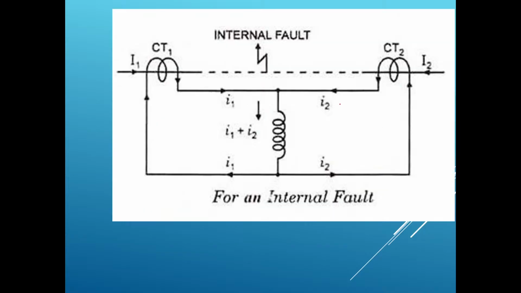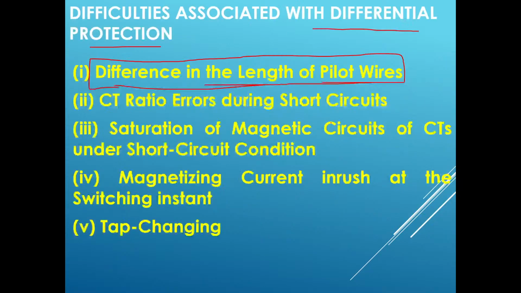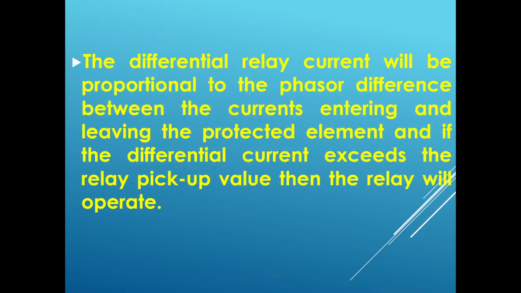Same current will flow through the secondaries of the CTs if the relay coil is connected at the equipotential point. If it is not connected at the equipotential point, then there will be a difference in the lengths of the pilot wires.